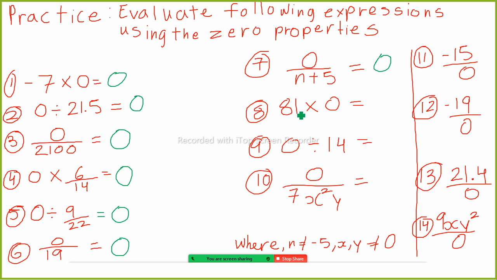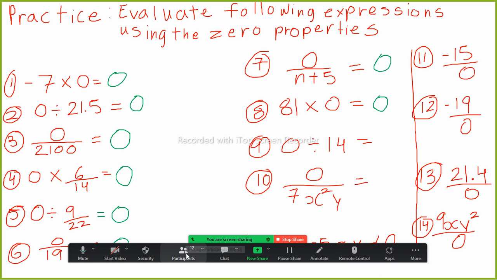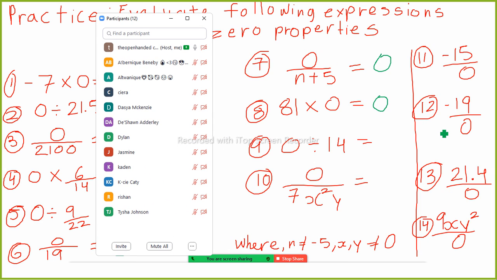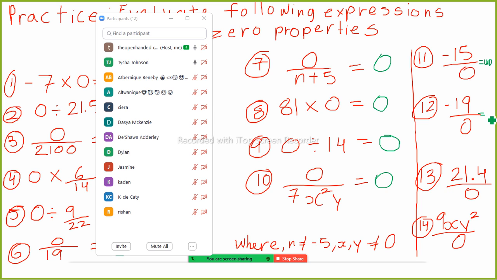Okay, Altwanique, what is 81 times 0? 0. Very good. Deshaun, what is 0 divided by 14? 0. Very good. Deja, 0 over 7x squared times y. 0. Sierra, negative 15 divided by 0. Undefined. Very good. Miss Johnson, negative 19 divided by 0. Undefined.